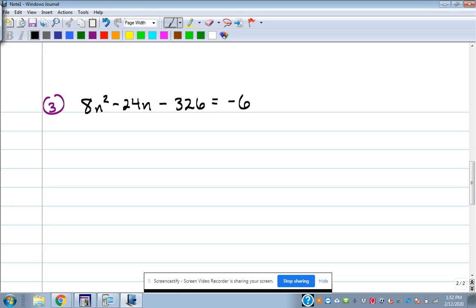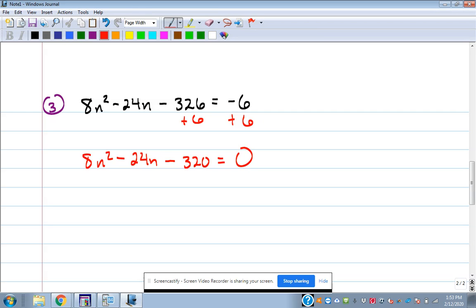Okay, it's not equal to 0 on this one, so we got to get it equal to 0. So what do we need to do? Move the 6 by addition because it's a negative, so we're going to do the opposite there. So plus 6 to the 326. So 8n squared minus 24n minus 320 equals 0. In descending order. Now, so that means we now start our factoring stuff.